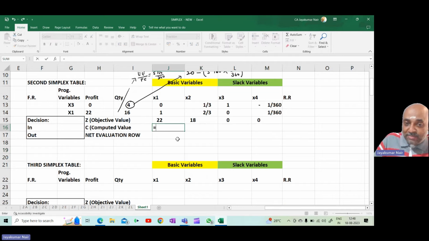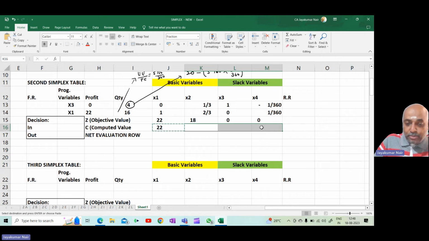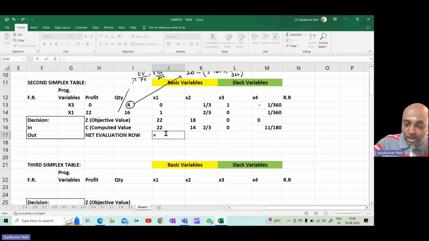Now we have to compute the C value. How do you compute the C value? Like what you did in the previous table, it is the profit into the numbers that you have. So this is the profit and these are the numbers. It will be 0 into 0 plus 1 into 22. The computed value is 22. Similarly, you compute it for the others. I get these values.